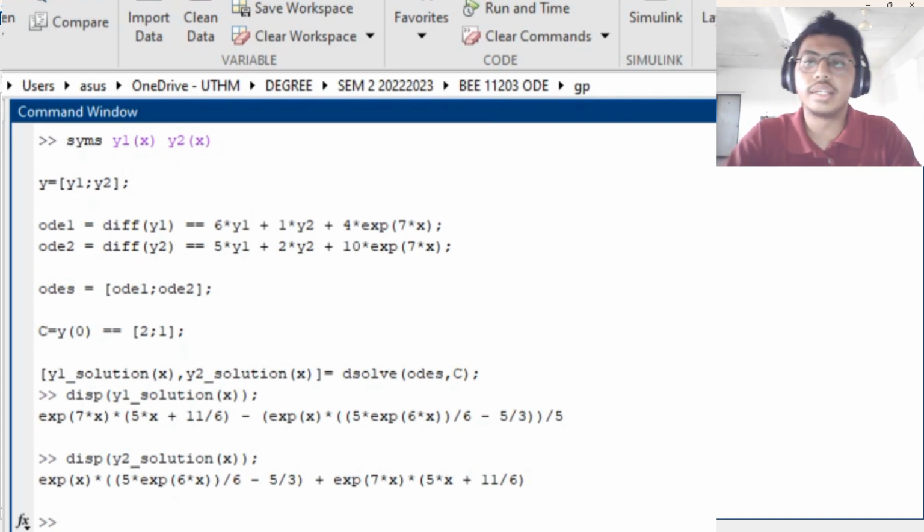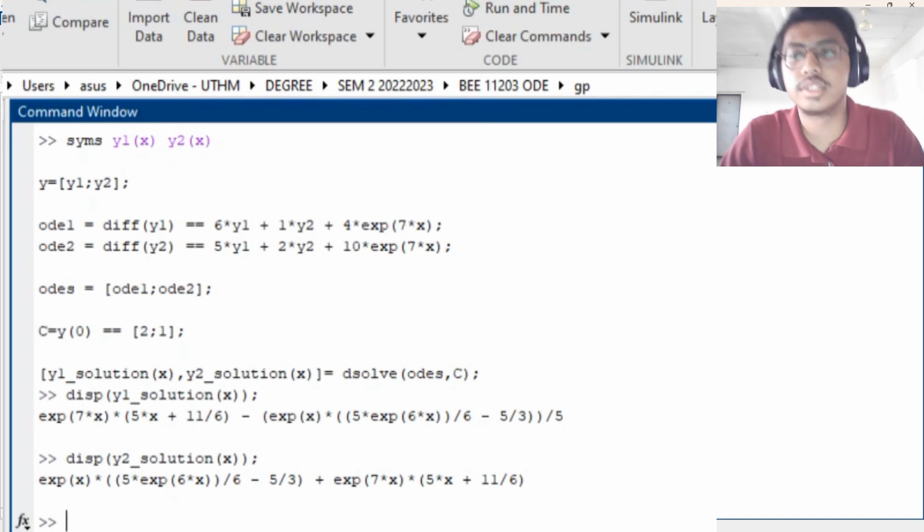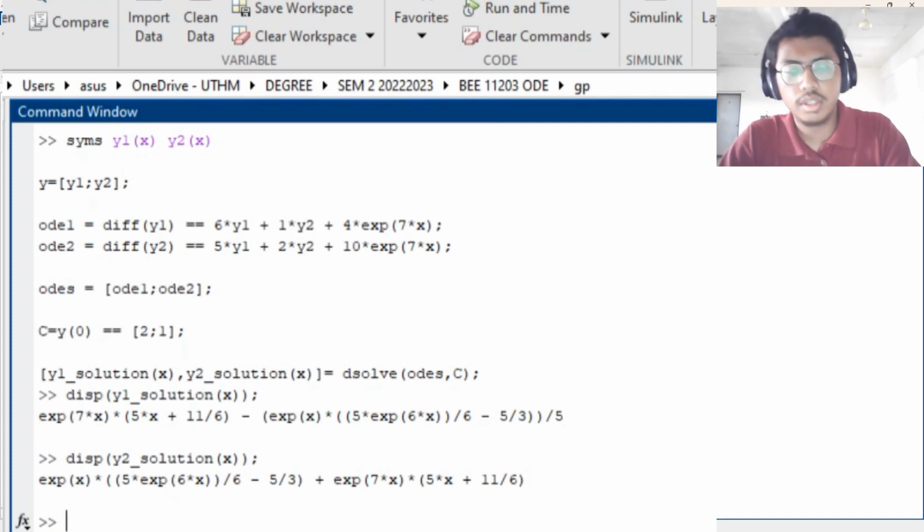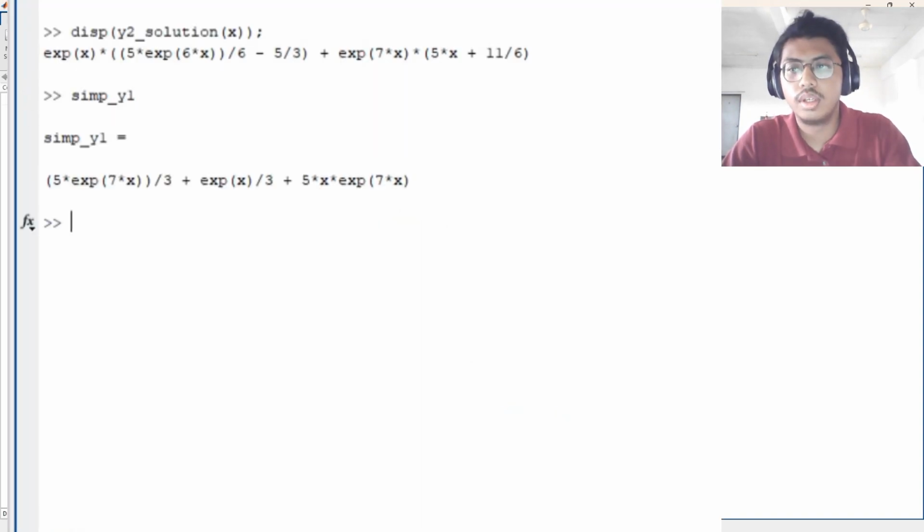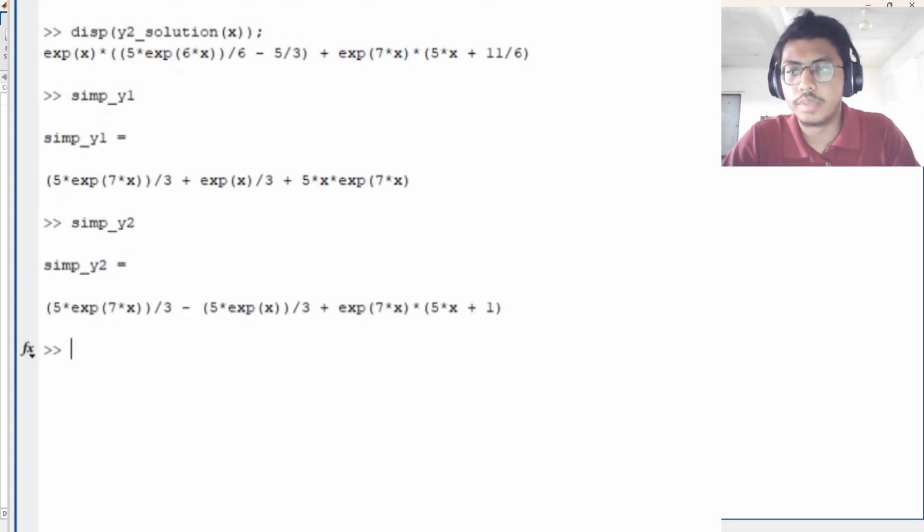But notice that in MATLAB, they are not the same as the manual calculation, because it is computed by the computer, not by a human using formulas. They have their own formulas, so we need to simplify it. So I will execute simplify of y1. So this is y1 simplified. Then I will simplify also the y2 solution. Press enter, and then this is the y2 solution.